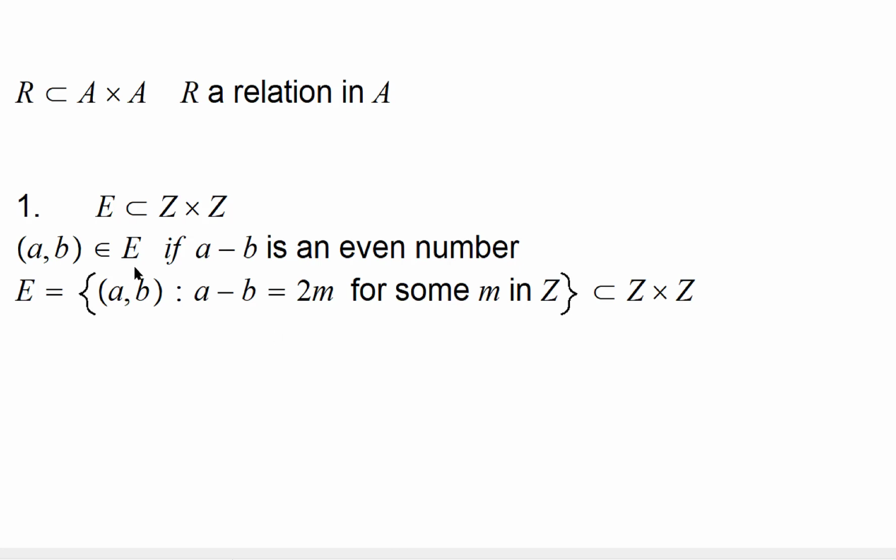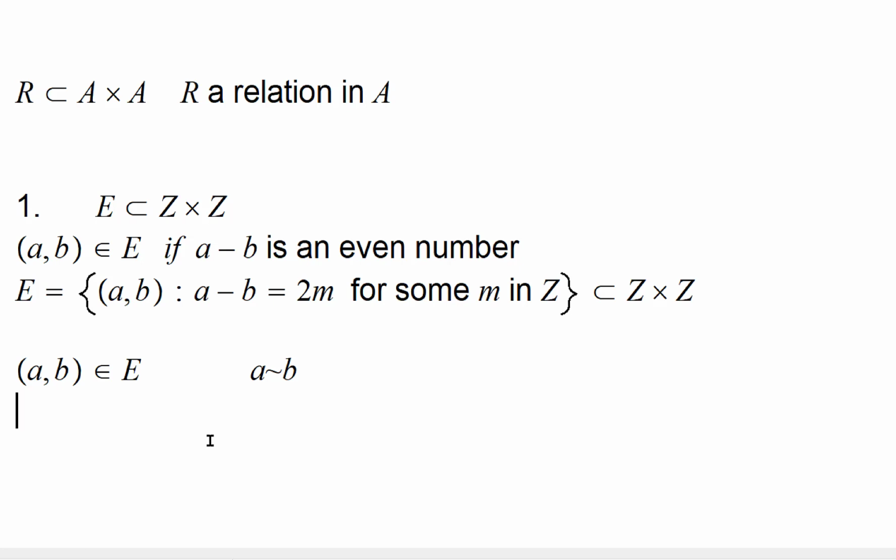And there is another way of writing it. Say this is a relation. So if we have (A, B) in E, that is also denoted by this symbol, that A is related to B. Again, that happens when A minus B is an even integer.